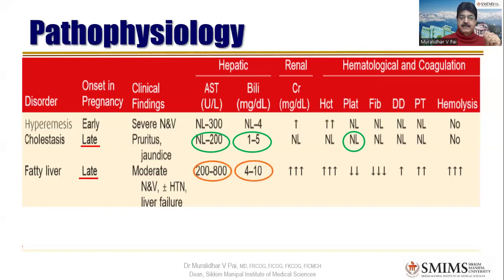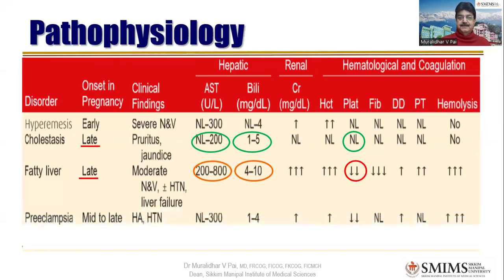It's late in pregnancy, and I have made it an amber color. It is like traffic lights, green, amber, and red. So red is going to come up, don't worry. And of course, platelets are decreased, which is the main differentiating point I was trying to tell you between cholestasis and fatty liver of pregnancy.